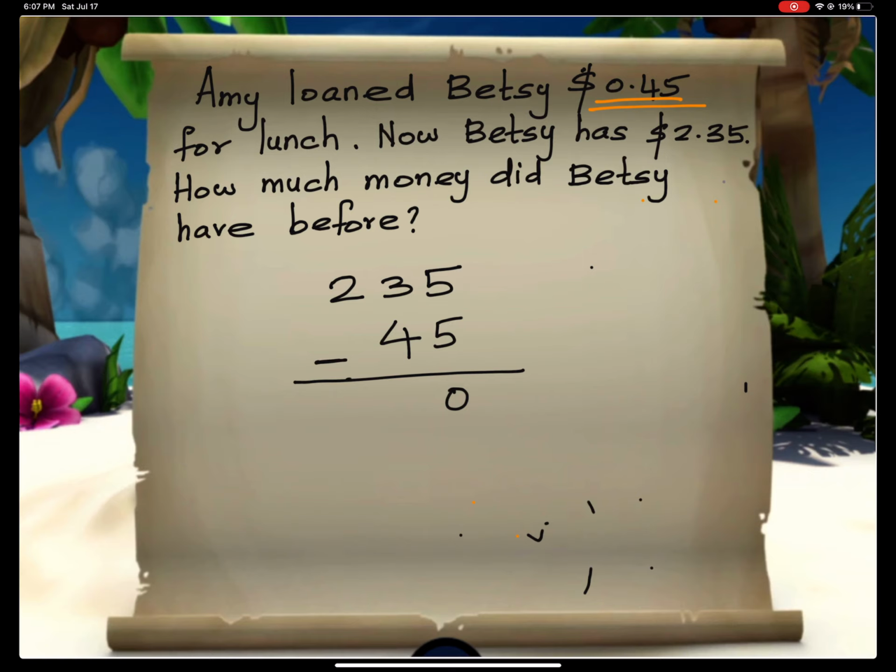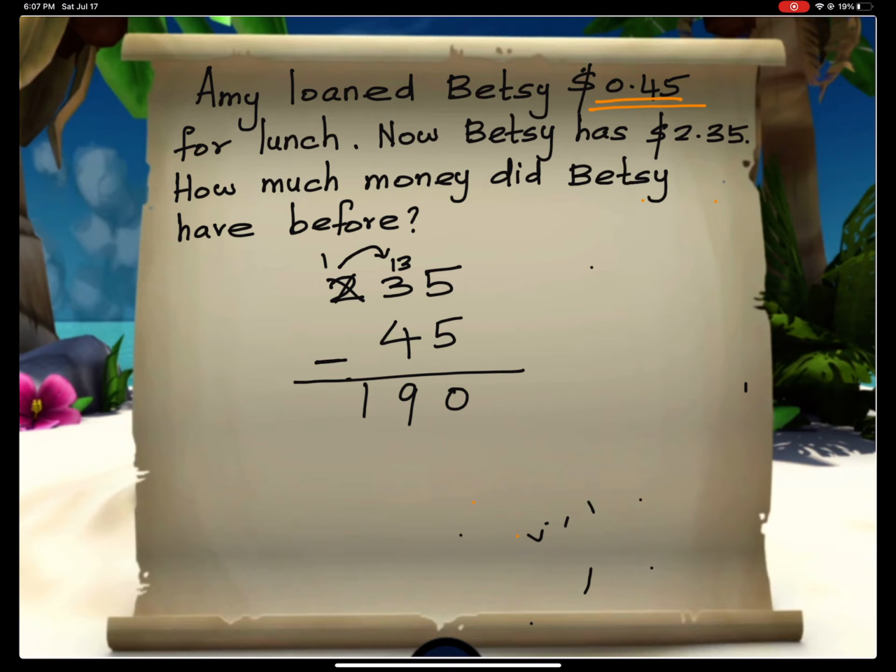We cannot do 3 minus 4, since 3 is a smaller number, so we have to borrow from the next column. We will borrow from here, and it will become 13, and this becomes 1. So 13 minus 4 is 9. That 1 comes down. So the answer is 190.